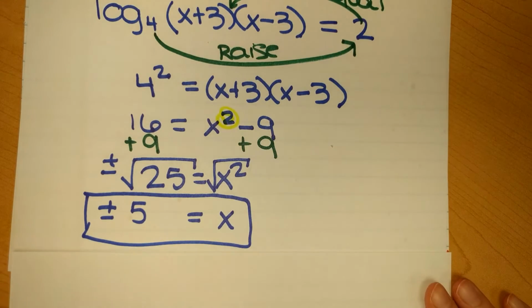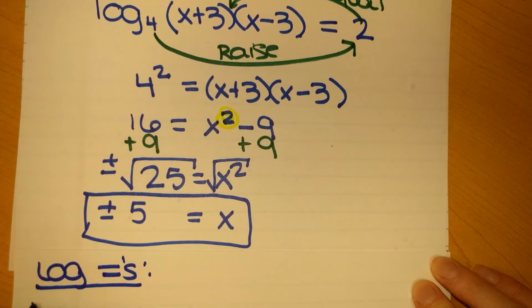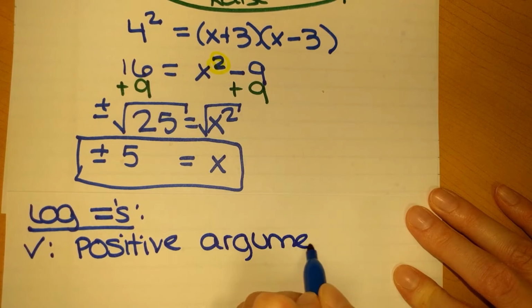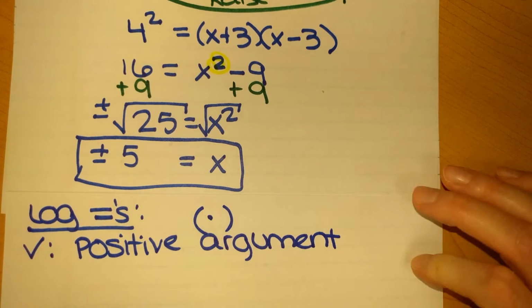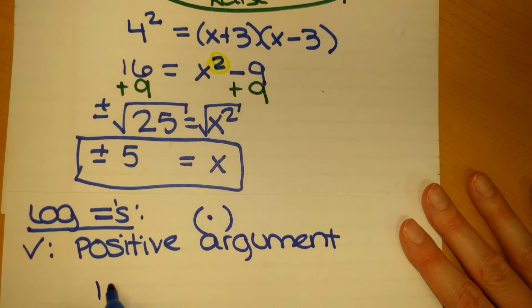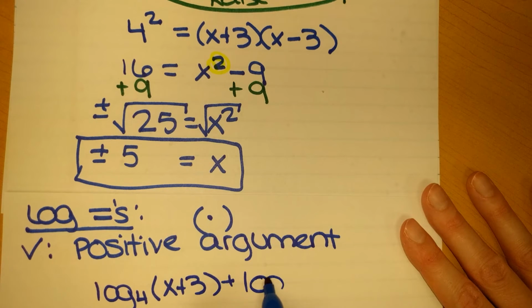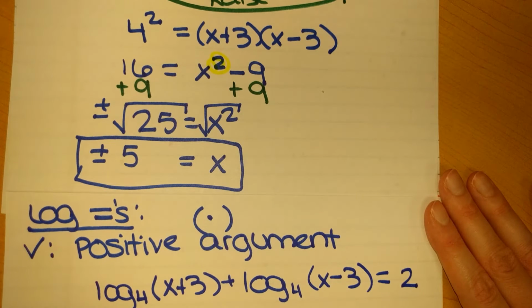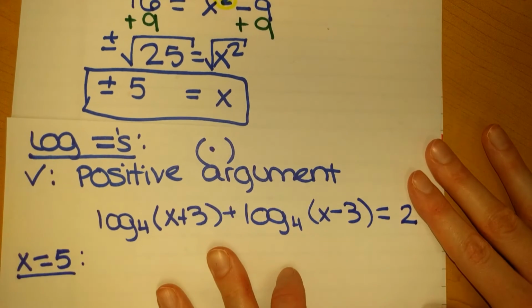So the one thing that's a little weird about log equations is that what you need to do is check that you have a positive argument. I always think about this as checking for a positive parenthesis. So you need whatever is inside those parentheses to be positive. So if I go back to the original equation, it was log base 4 of x plus 3 plus log base 4 of x minus 3 is equal to 2. And I need to plug in my proposed answer of 5 and see if it gives us a positive argument.